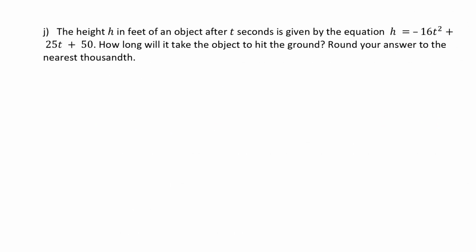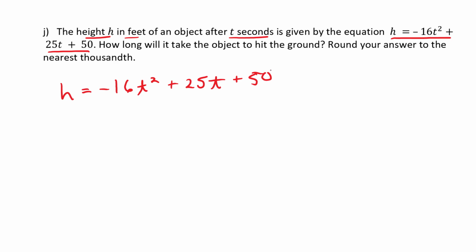Let's work through j together. The height h in feet, an object falls after t seconds, is given by this equation right here. H is equal to negative 16 times time squared plus 25 times time plus 50. The question is how long will it take for the object to hit the ground? How do we solve this now? You have to think about this.